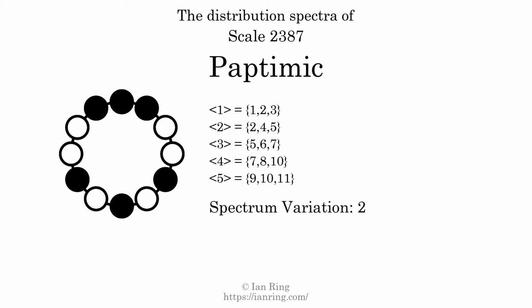The spectrum variation is the sum of all the widths, divided by the number of tones. The spectrum variation of this scale is 2. Since the variation is greater than 0, this indicates that the scale is not perfectly even.